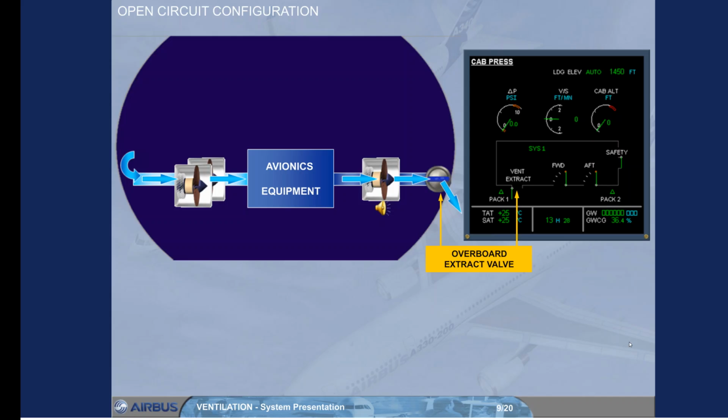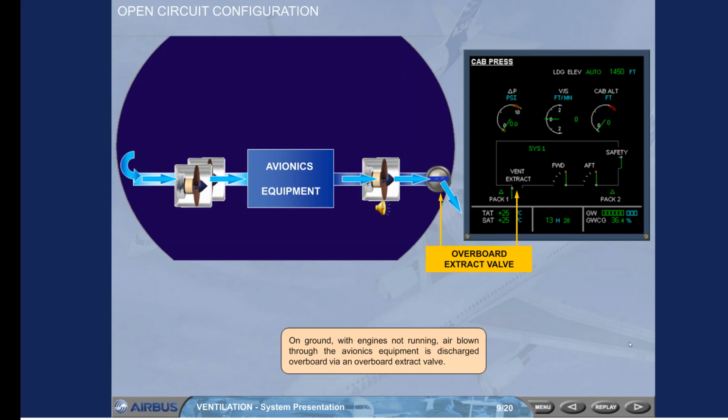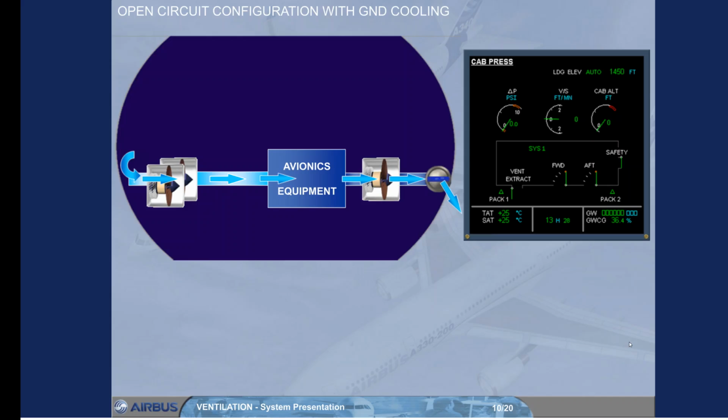On ground, with engines not running, air blown through the avionics equipment is discharged overboard via an overboard extract valve. In case of extreme hot air temperature, an optional avionics ground cooling unit can be installed. It ensures the cooling of the avionics ventilation air when the aircraft is on ground, the engines are stopped and the ground cool push button switch is in auto position. Note: the ground cooling system is integrated into the avionics ventilation system but operates independently.